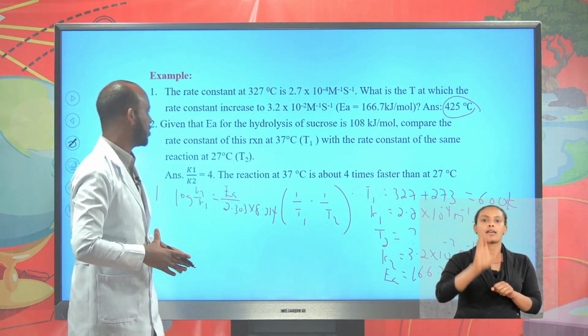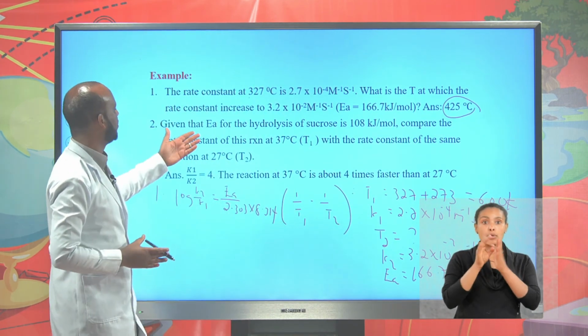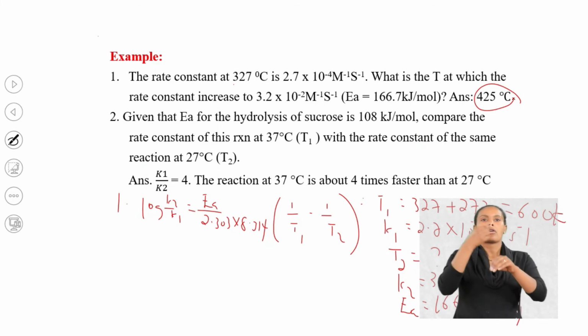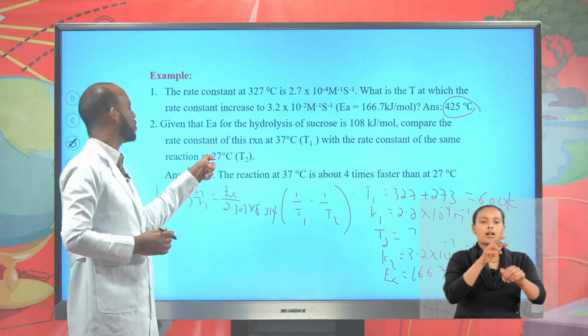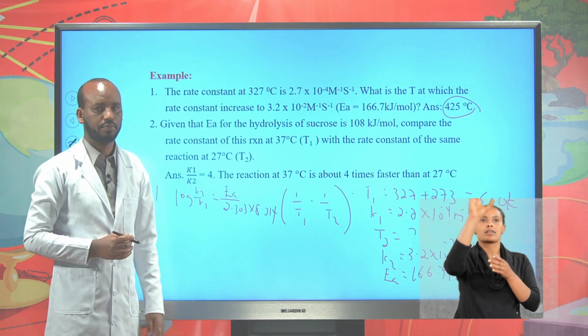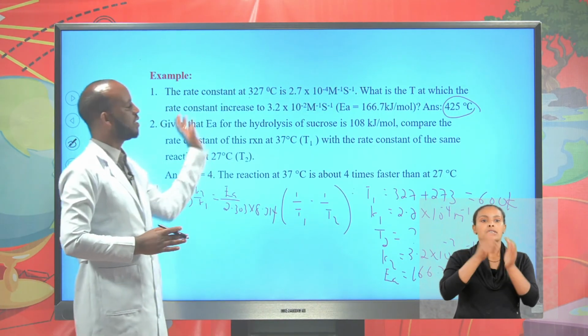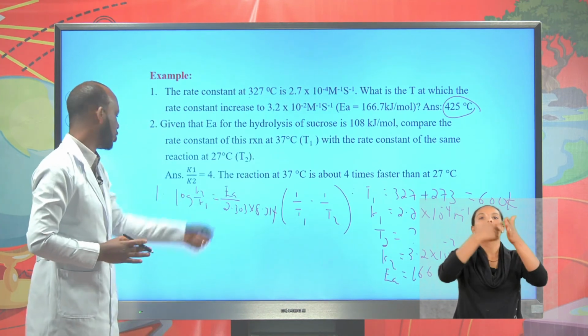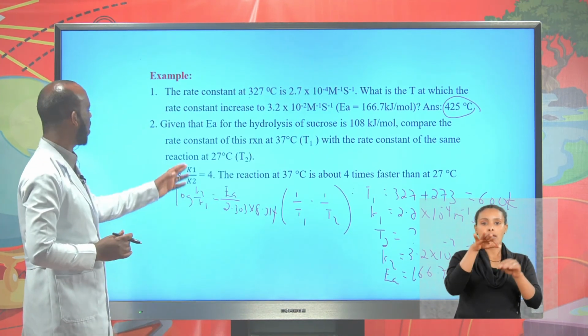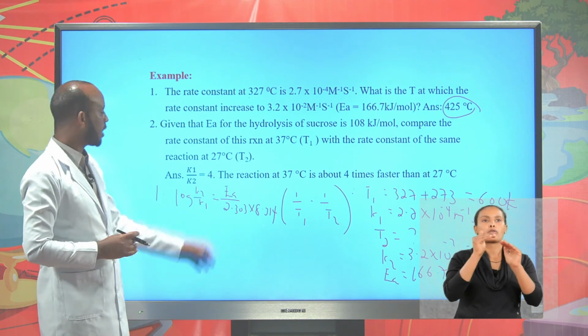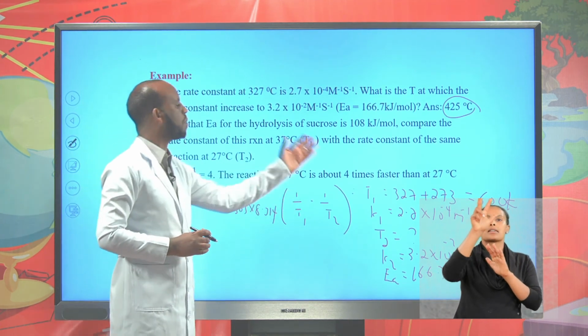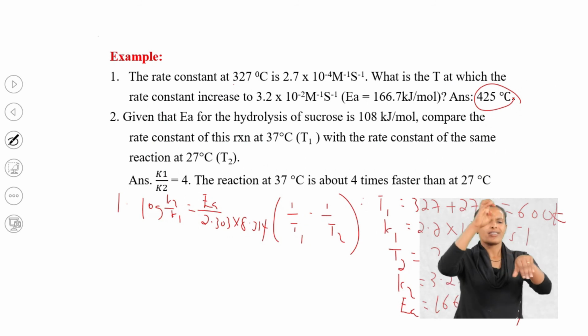Example 2: Given the activation energy for the hydrolysis of sucrose, which is 108 kilojoule per mole, compare the rate constant for this reaction at 37 degrees centigrade with the rate constant of the same reaction at 27 degrees centigrade. Again, substituting the given values in this equation, we get K1 divided by K2 equals 4. Now the reaction at 37 degrees centigrade is about 4 times faster than at 27 degrees centigrade.